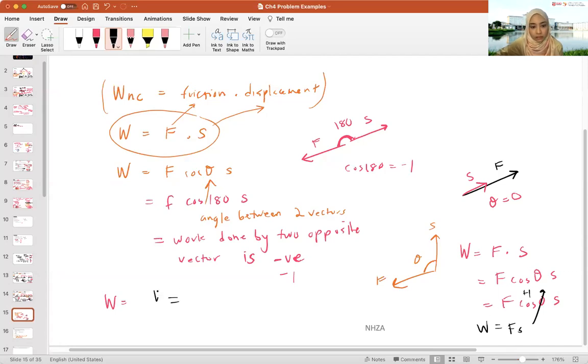Yang ni W equals to -Fs. Boleh je nak terus letak negatif tu. Tak nak letak cosine 180 pun boleh. Asalkan faham. Opposite negative sama direction positive work done. Faham ke? Dah okey ke? Tak okey. Ke nak repeat lagi? Faham. Thank you, Doctor.